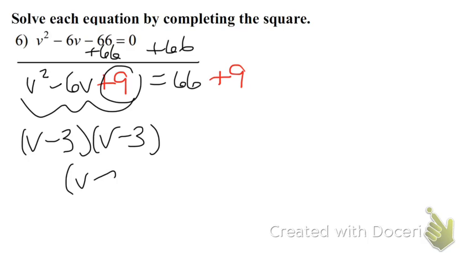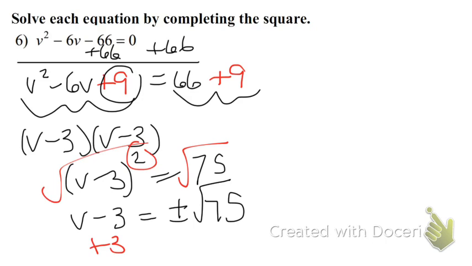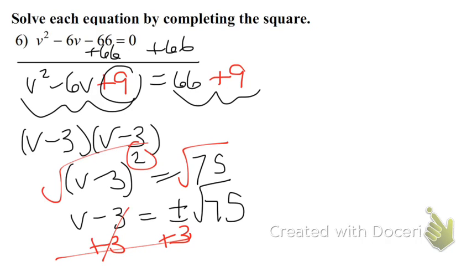So that's v minus 3 quantity squared. On the right side, add this up, and you get 75. Undo the square. Square root both sides. So v minus 3 equals plus or minus the square root of 75. Add 3 to both sides to get v by itself. So v equals positive 3 plus or minus the square root of 75.